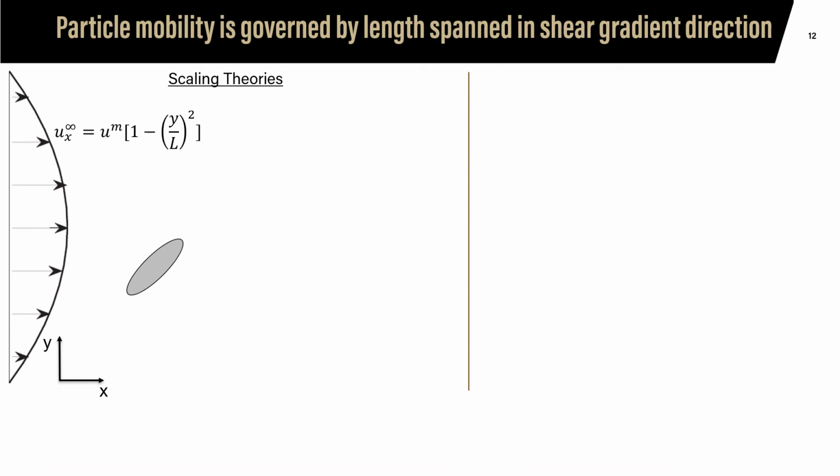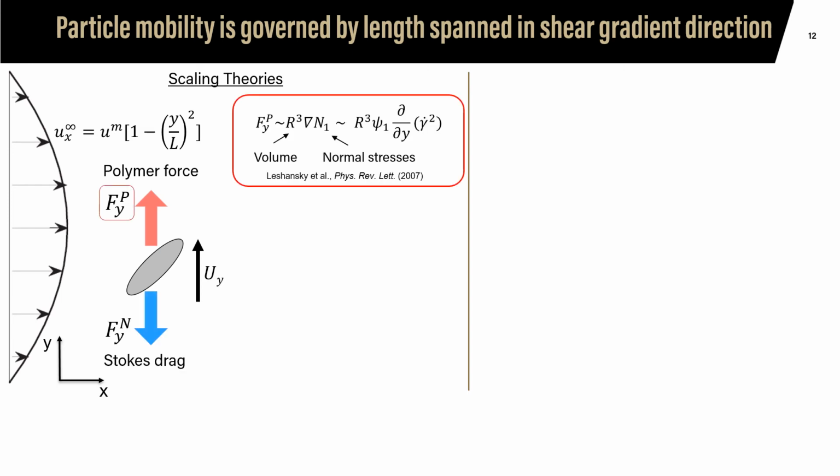Next, we'd like to know how the particle geometry and orientation will affect the particle mobility within the flow. We'll understand this by this scaling theory. A particle is migrating due to the polymer force, and the polymer force is balanced by the Stokes drag. Based on the previous study, polymer force is scaled as the volume times the gradient in normal stress. For the case of a 2D flow, this can be simplified to a gradient in just y direction. On the other hand, the Stokes drag is scaled as the viscosity times the radius of the particle and also the velocity of the particle.